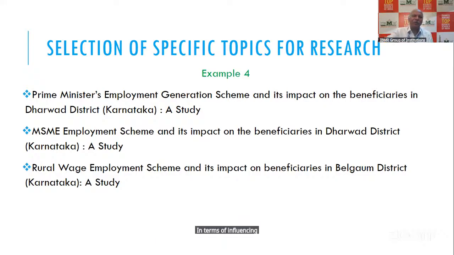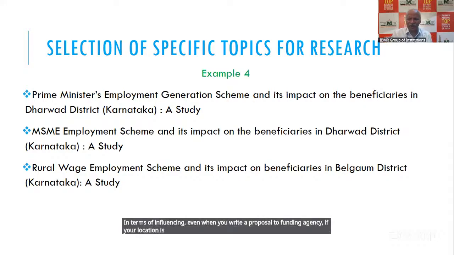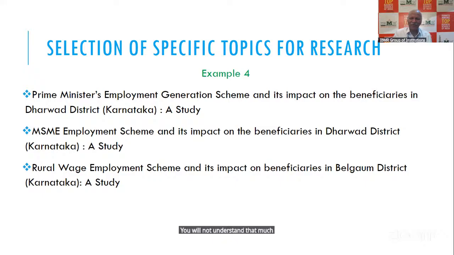Even when you write a proposal to a funding agency, if your location is not clear, the people who go through our research proposal may not get an idea where you would like to study, where you want to carry out this study. It's not clear, and they will not understand that much. So that is why we have to take each and everything.